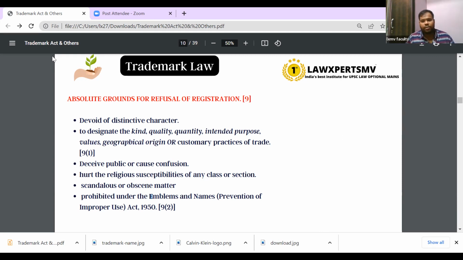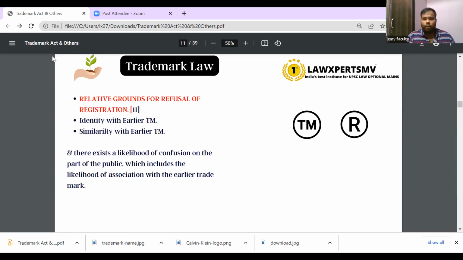This is as per Section 9. This is very important. This can be asked in the UPSC law optional. So these are the absolute grounds. There are some relative grounds. The relative grounds are nothing but, if you apply for the trademark and it falls within these grounds, the registrar will call you and say that it is falling within these grounds. You will be given an opportunity to explain things. And if you explain it in the proper way, you can get the trademark for the same.